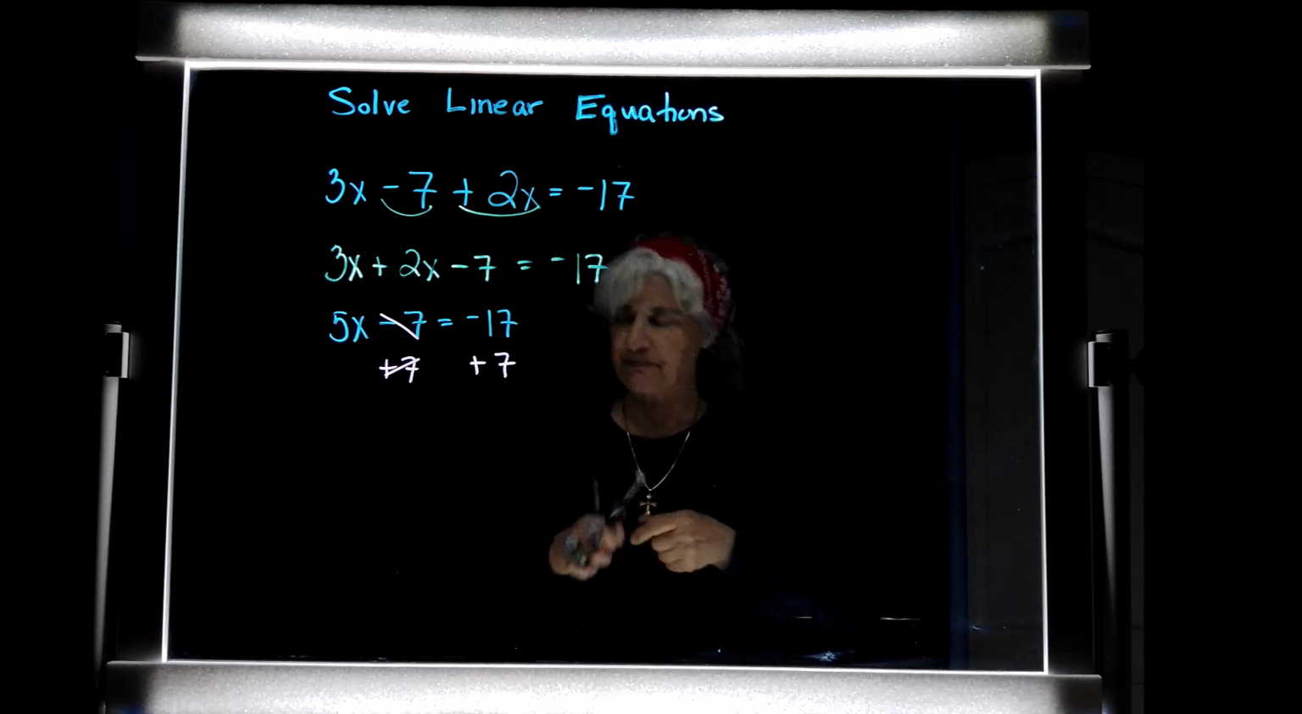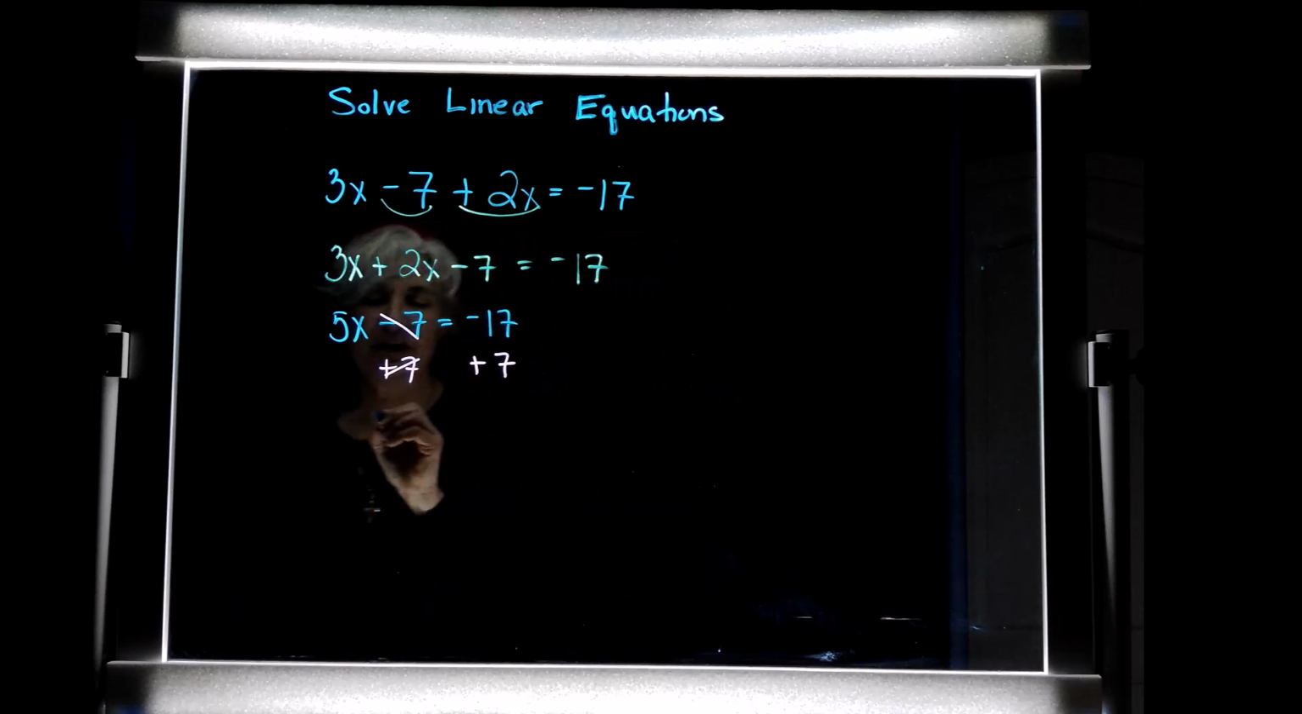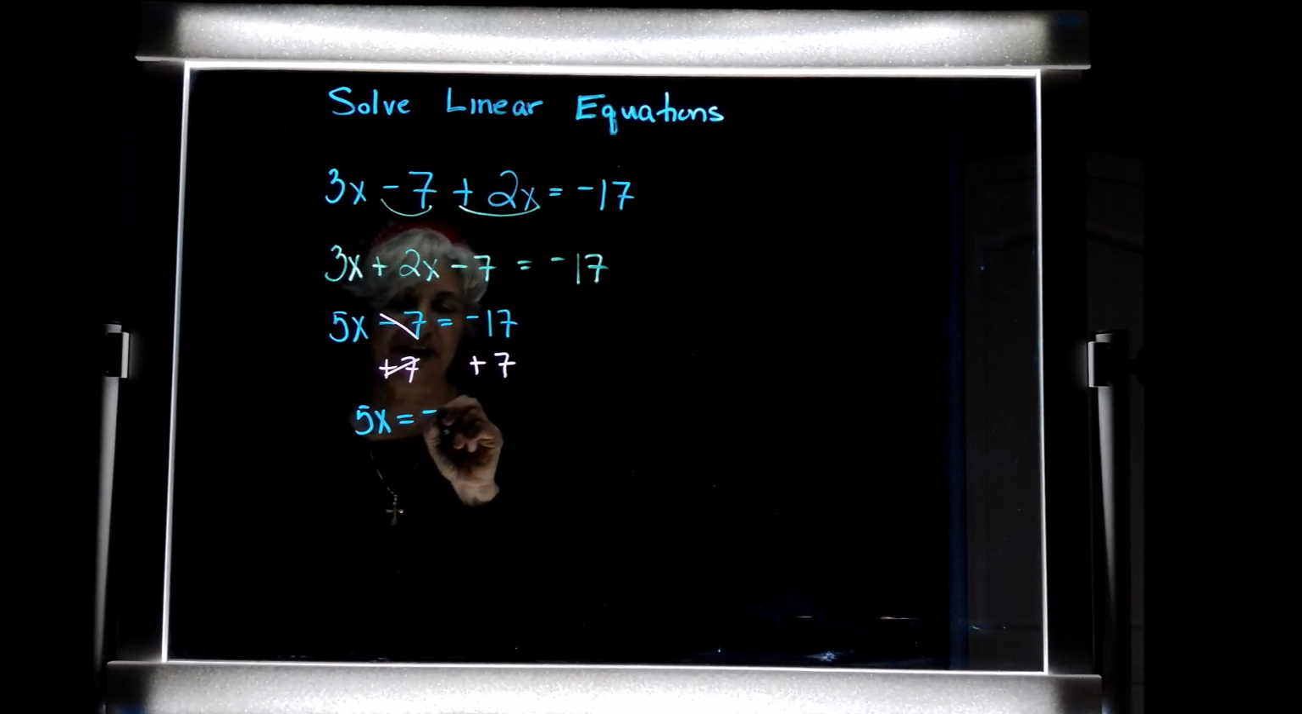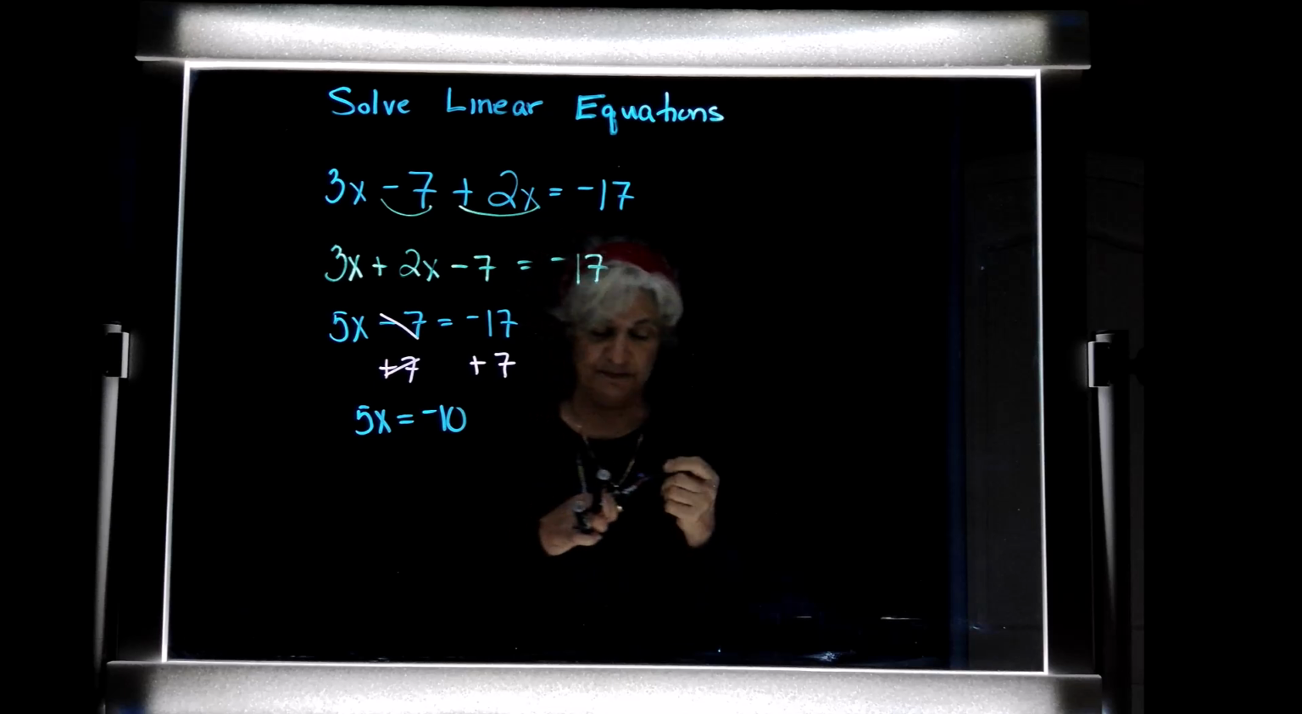That's correct. And now, good, the 5x remains on the left side of the equal to sign, and on the right side, negative 10. Wonderful.